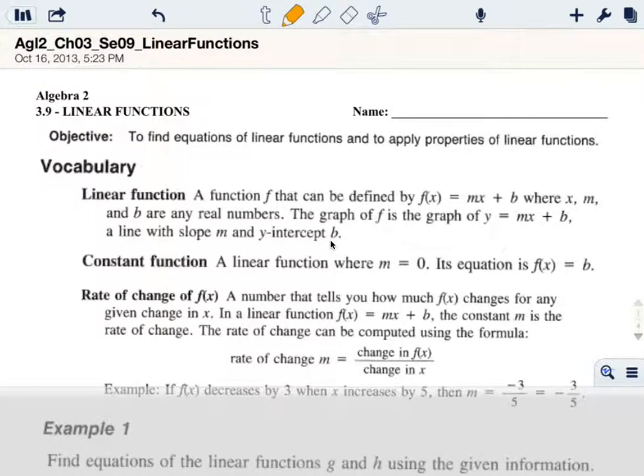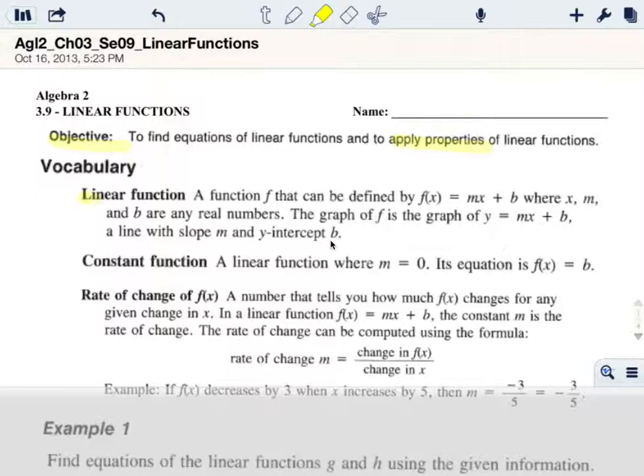This is your lesson for Chapter 3, Section 9. It's about linear functions. So we have some vocabulary to start with. Our objective is here: find equations of linear functions and apply properties of linear functions.